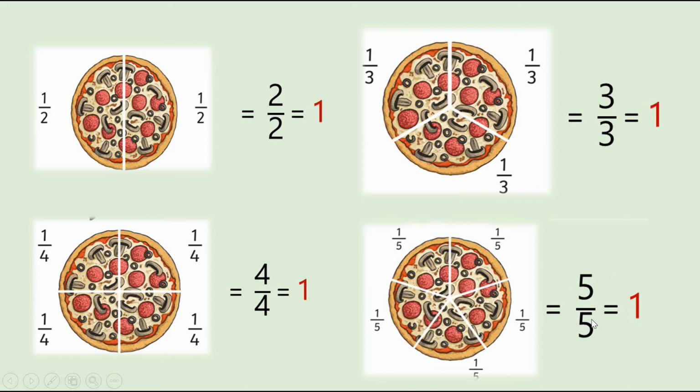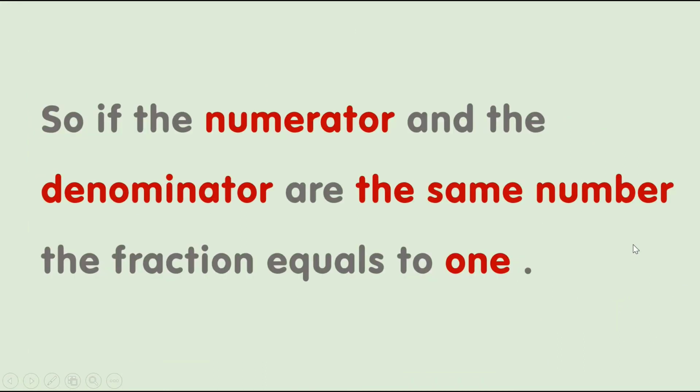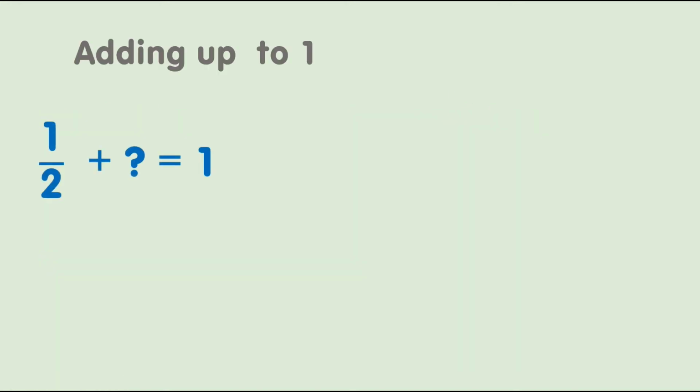Again, for 5 out of 5, we cut the pizza into 5 parts and we put them together, then we got 1 whole pizza. This means that if we have a fraction and the numerator and the denominator are the same number, the fraction equals 1. Let's look at this example.